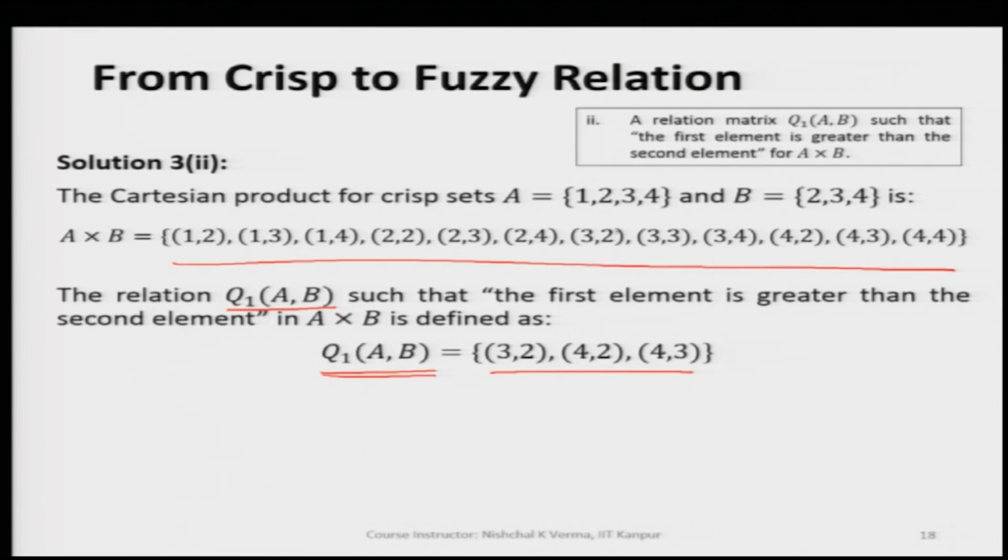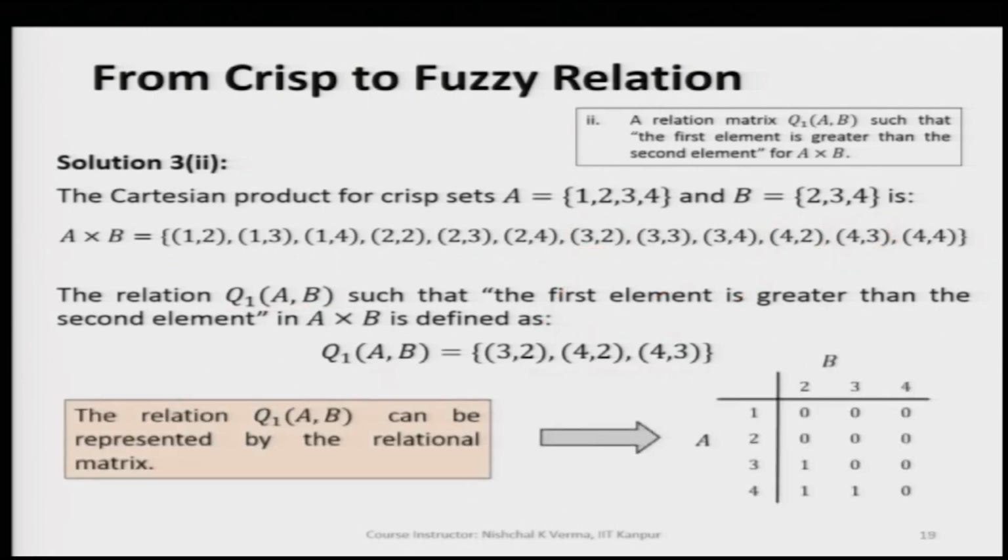So, we have collected this element here, and then 4 2 is another pair which satisfies this condition, and then 4 3 also satisfies this condition. This way we get 3 elements in this set Q1 A B, the relation set, where the first element is greater than the second element. So, this is how the relation set is formed by the crisp sets.